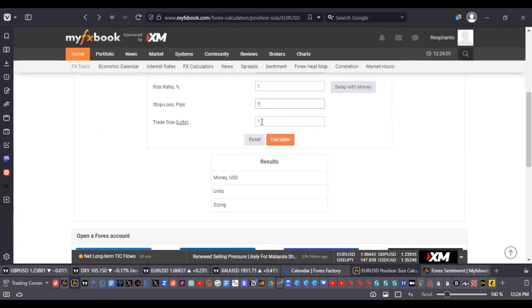9 pips, 1 position, and then we'll run our calculation. See the result here now, that the $50 we're willing to risk, right? In order for us to actually understand how many lot size we're going to use, to be able to know that if the price hit our stop loss, we would actually lose $50. Now, based on this calculation, we've seen that the amount we're supposed to be trading in lot size is supposed to be 0.56. All right.